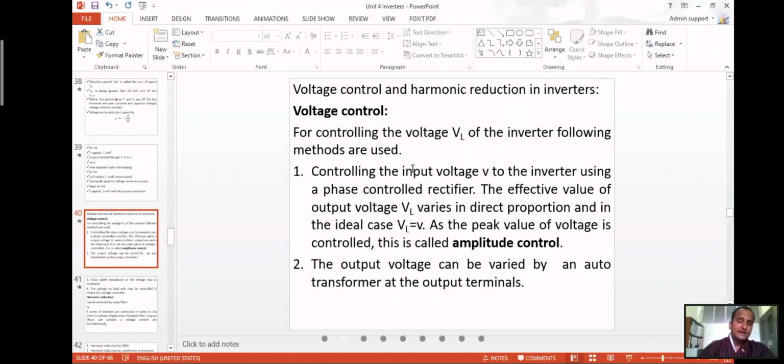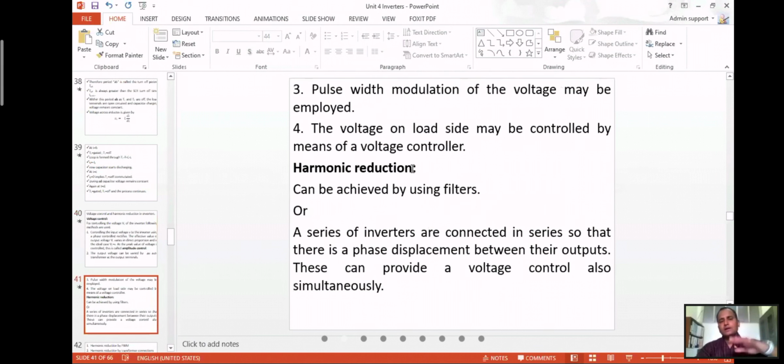So there are some control mechanisms within the inverter itself. The most common methods used are the pulse width modulation methods. These are the most common methods used for the control of inverters, that is, controlling the output voltage of the inverters. Pulse width modulation of the voltage may be employed. This is the internal control.